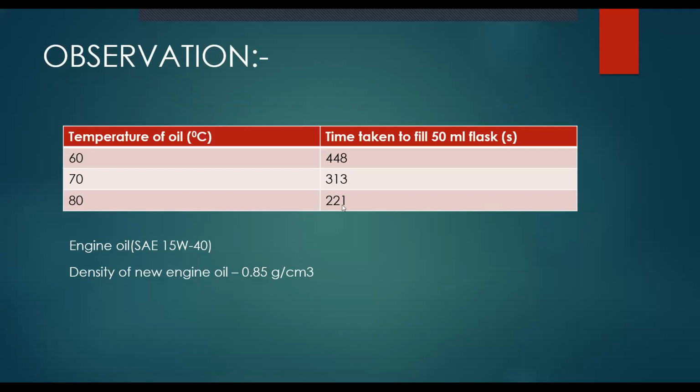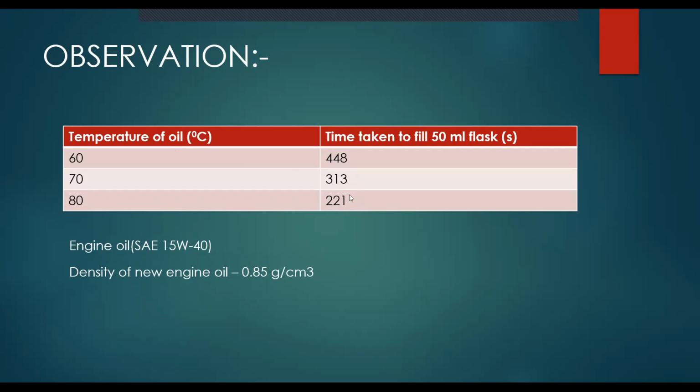So you can see the 221, right? 220.444 something, so it is 221 for 80 degrees Celsius. Likewise, before recording the video, I have done for 60 degrees Celsius and 70 degrees Celsius. So 60 degrees Celsius, it took 448 seconds. For 70 degrees Celsius, it took 313 seconds. For 80 degrees Celsius, it took 221 seconds.